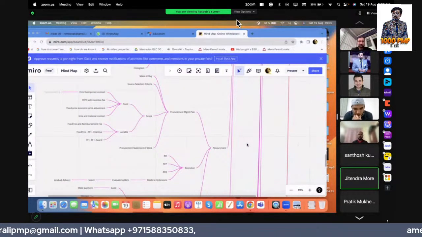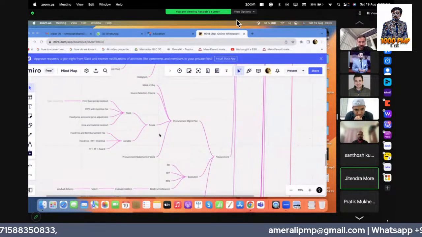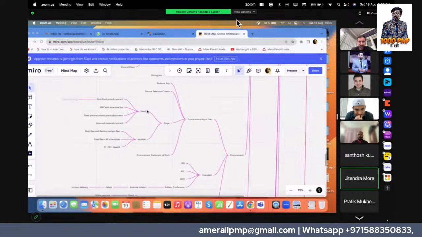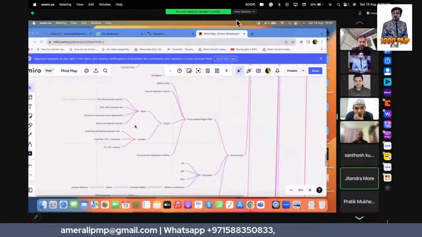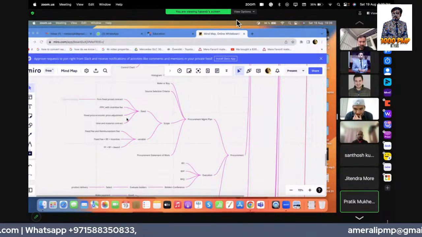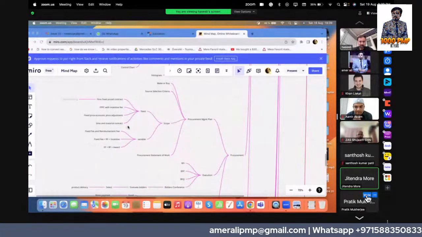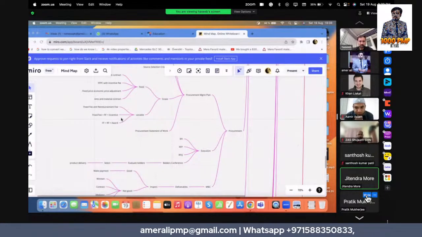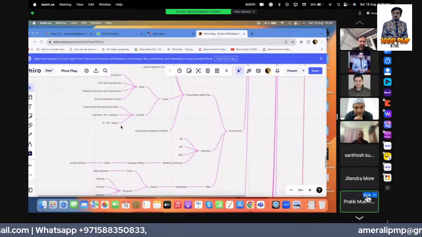The procurement management plan comes with make or buy and source selection criteria. In the scope, we have two types, fixed and variable. Fixed will come for the firm fixed price contract, FFPC, with incentive fee, fixed price economic price adjustment, and time and material contract. Variable will come for the fixed fee and cost reimbursement, cost plus fixed fee, and incentives.